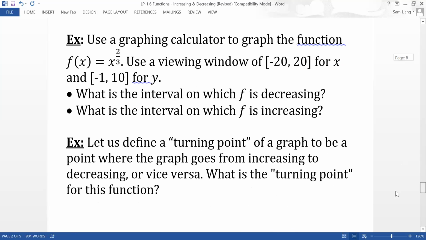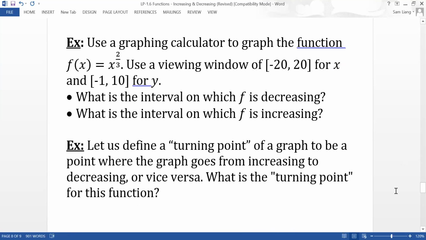All right, first question. Using a graphing calculator, graph the function f of x equals x to the 2/3 using a viewing window of -20 to 20 for x and -1 to 10 for y. What is the interval on which f is decreasing and what is the interval on which f is increasing? And a follow-up question: let us define a turning point of a graph to be a point where the graph goes from increasing to decreasing or vice versa. What is the turning point for this function?